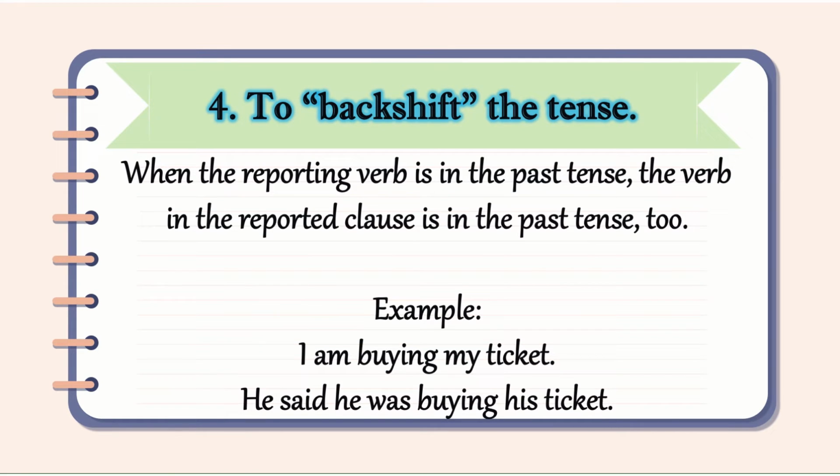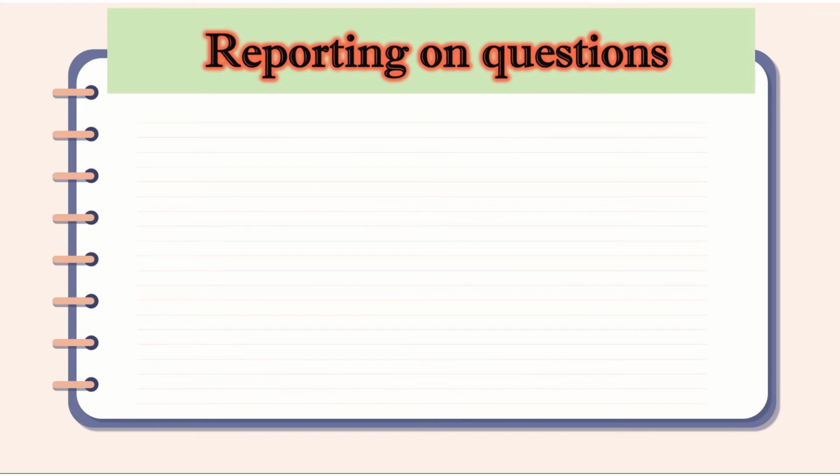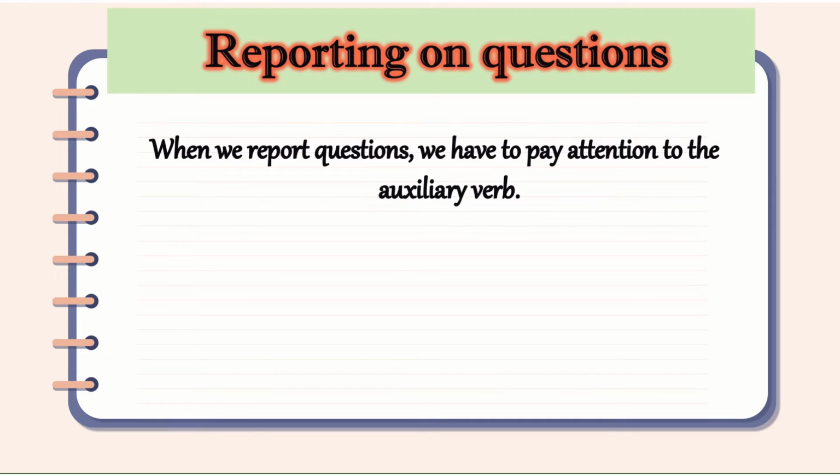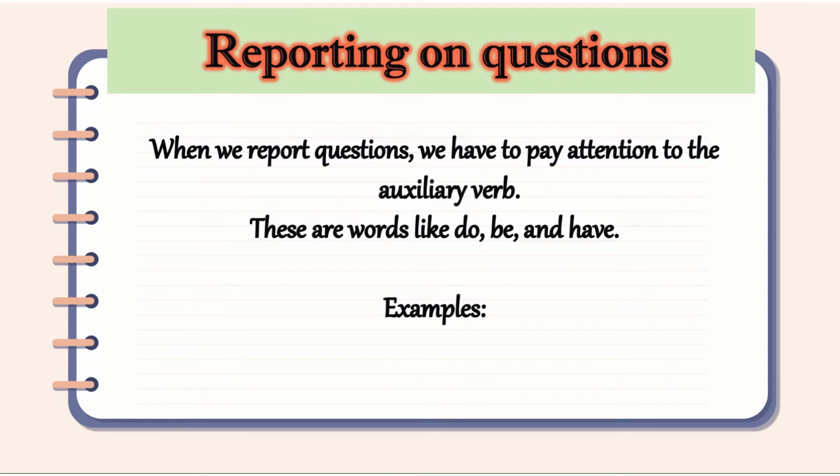Reporting speech in English would be easy if these rules were all learners needed to know. But as usual, there is more to learn. Let's look at what happens with questions and modals. So, reporting on questions. When we report questions, we have to pay attention to the auxiliary verb. For example, these are words like do, be, and have.